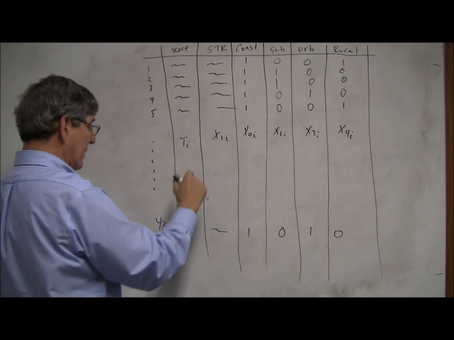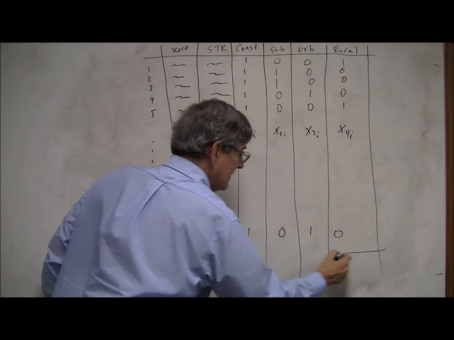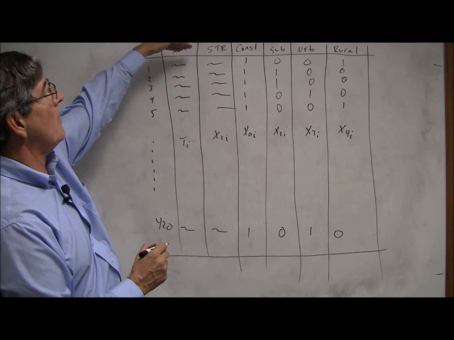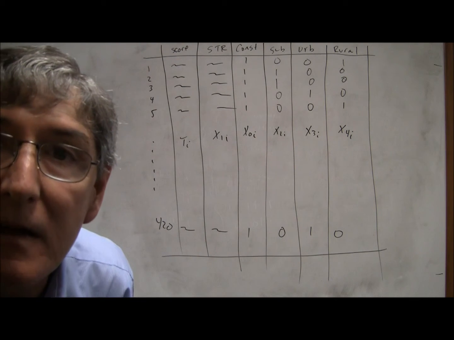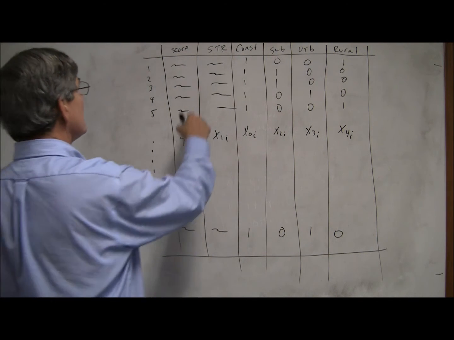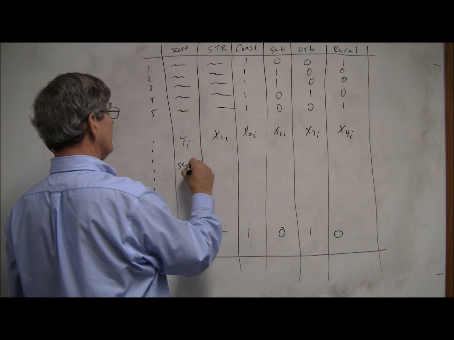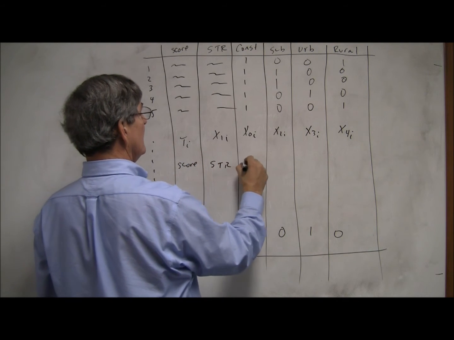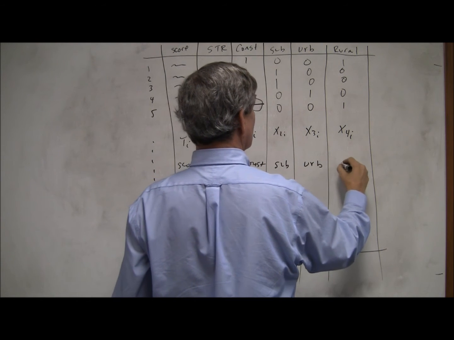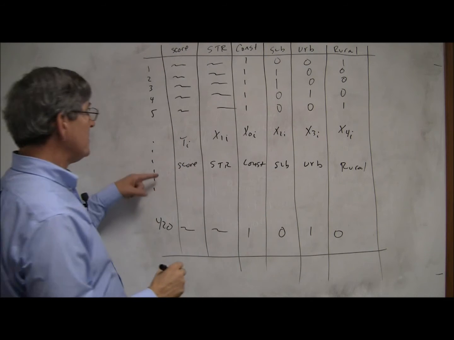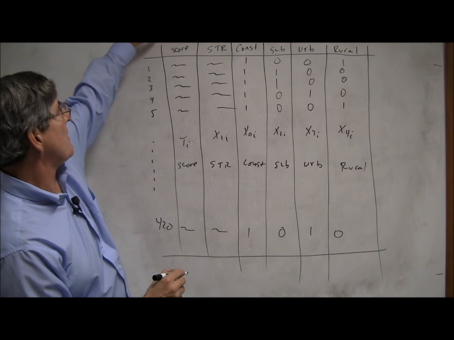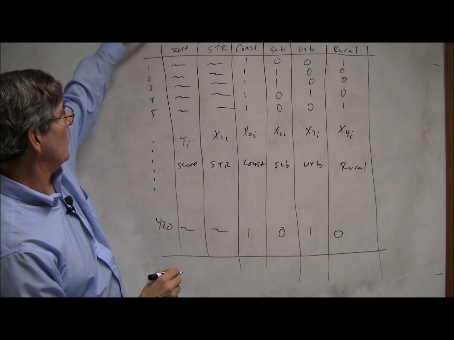I guess I probably should have put the labels down here. I wanted to put them up on top, but I don't think you can see that. I hope you can see the very top here. This first column here is score, just in case you can't see. This is STR, constant, suburban, urban, and rural. I shouldn't have that in the middle of my spreadsheet. Those are just labels that I'd like to put up on top, but I ran out of room.